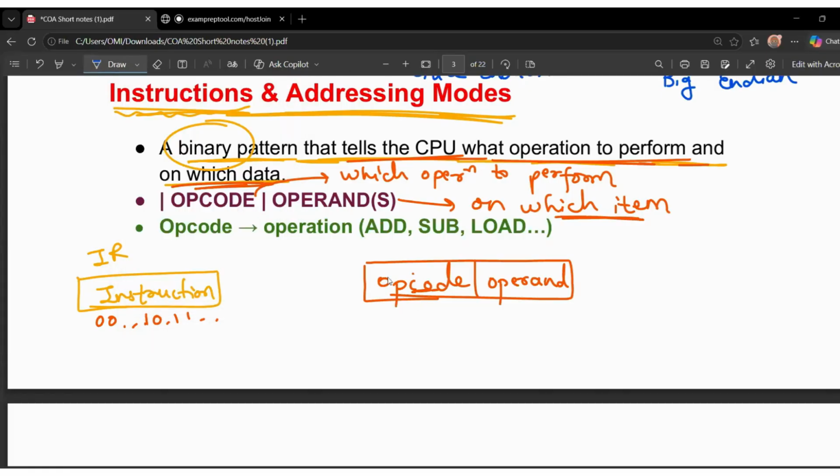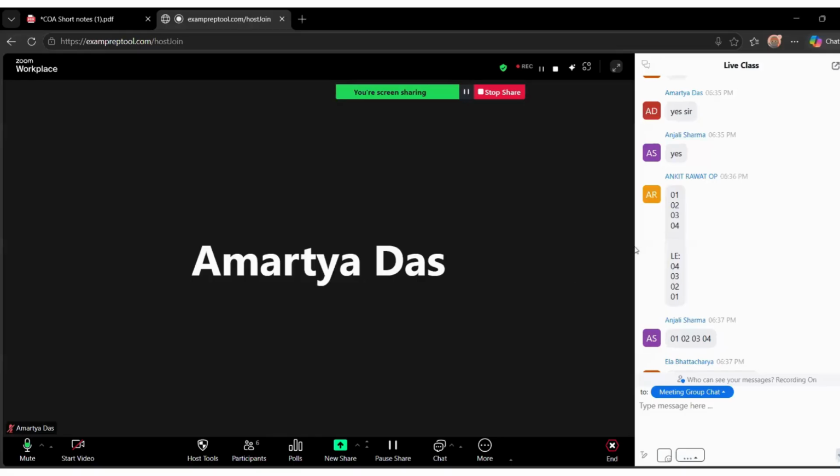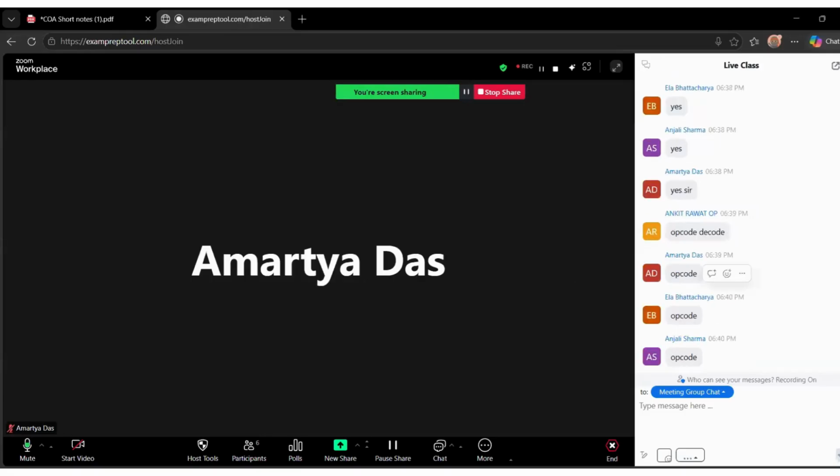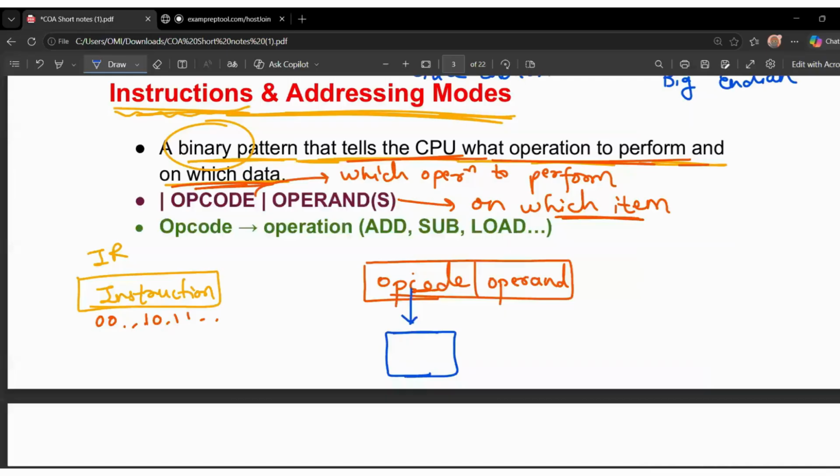So from the opcode, what happens? There is something called a decoder. Who tells the CPU first of all? If someone asks who tells, then the answer is the control unit. The control unit does the decoding and all. CU, the control unit, does all the things. Inside the control unit, there is something called a decoder.